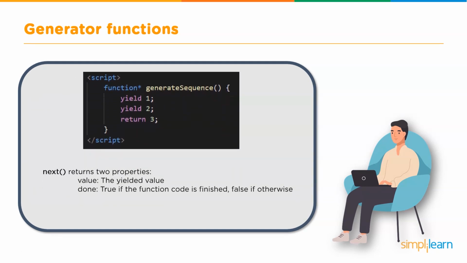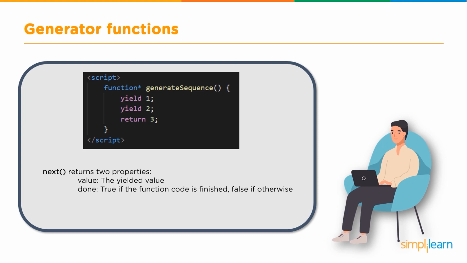But the main method of a generator function is the next method. When this method is called, it basically runs the execution until the nearest yield value, alright, or the nearest yield statement. Then the function execution pauses and the yielded value is returned to the outer code. Alright, so the result of the next method is always an object with two properties. It has the value property, which is basically the yielded value, and then it has the done property, which displays true if the function code is finished or false if it's otherwise.